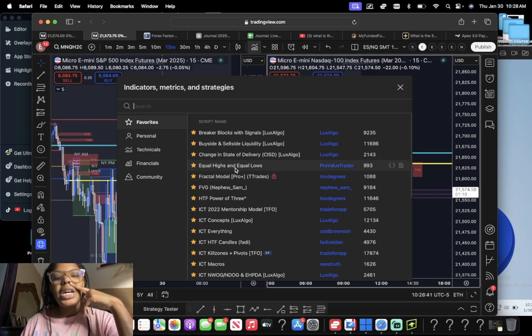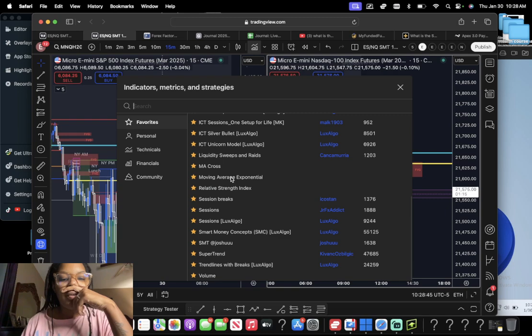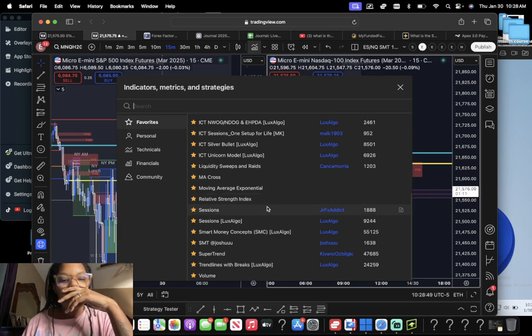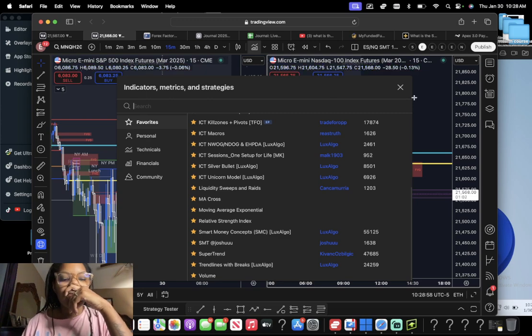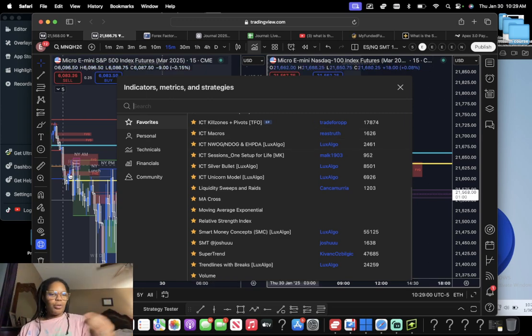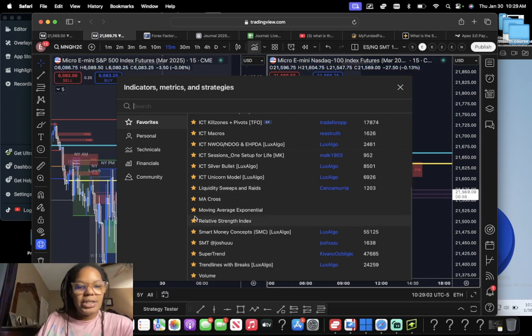Equal highs and lows, I did not like it. Ivan suggested this one. I didn't like it, but I favorited it anyway. Session breaks I did use before, but now I use ICT. I think a bunch of these were old session indicators, like the Forex ones, the regular indicator, the little boxy ones people use that are just not ICT based.